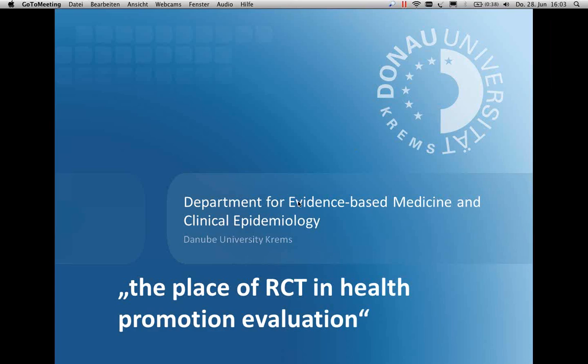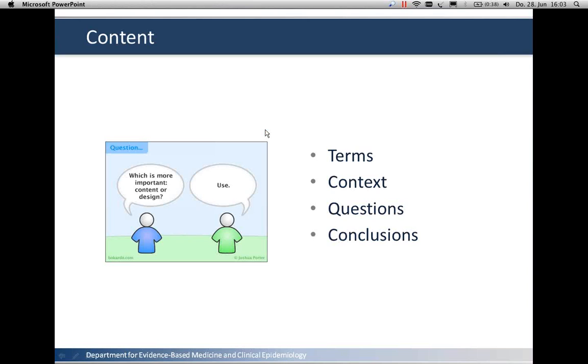Okay, then I start with the place of RCT in health promotion evaluation. I will talk about the terms at the beginning, then about the context, where I hopefully make clear why this topic is important, the questions which should be answered, and the conclusions I draw out of all what I talked before.